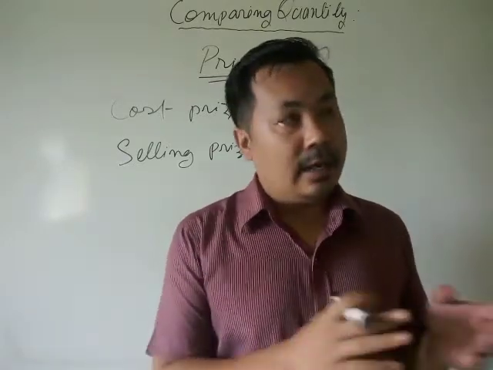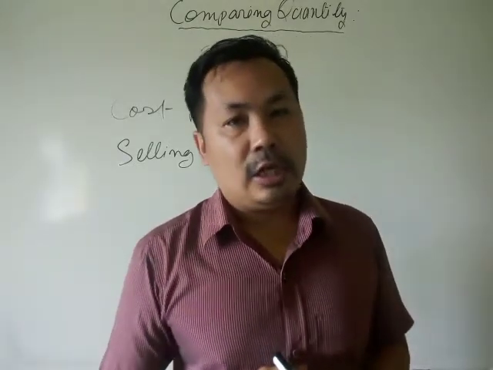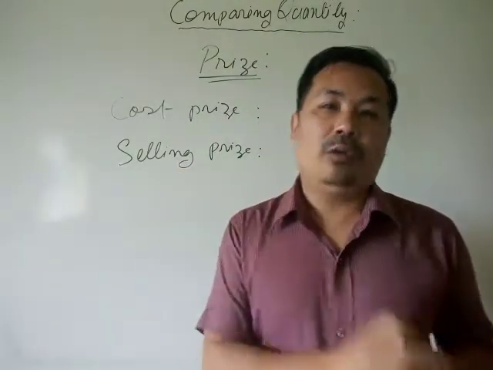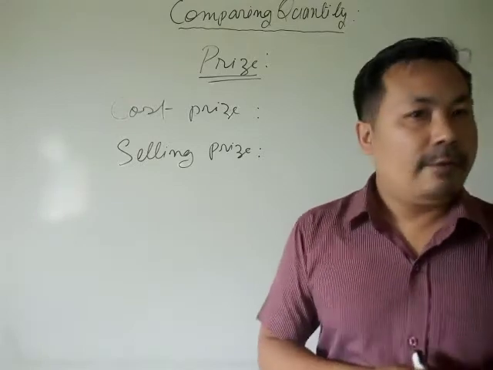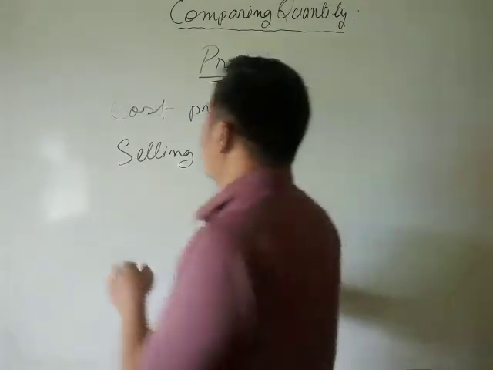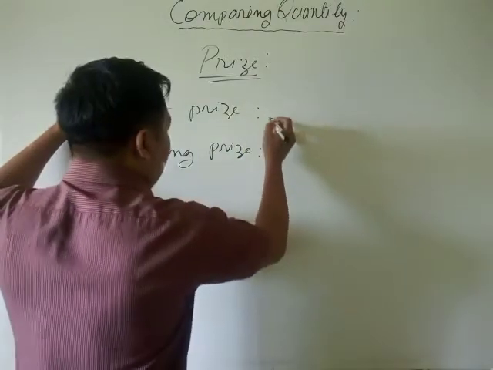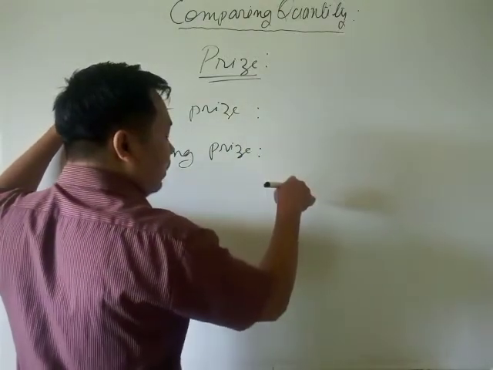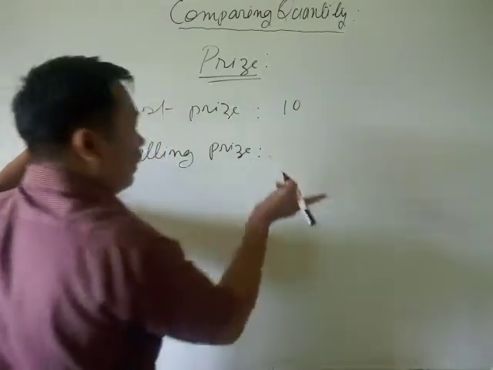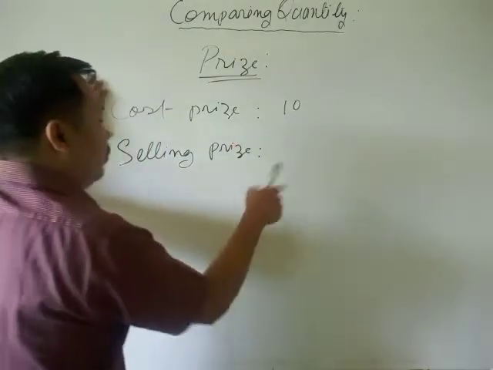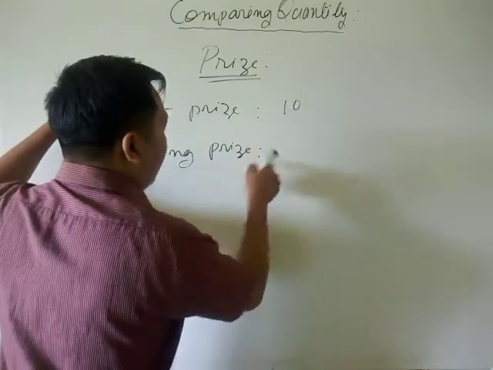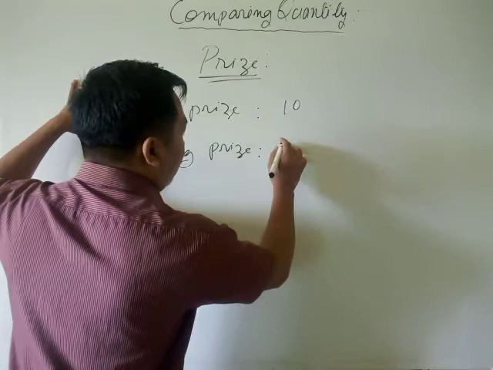The price they pay to the distributors or agencies is called the cost price, and the price that you pay to the shopkeeper is called the selling price. So here, they get the pen for 10 rupees from the manufacturer and sell it to you. The price taken from you is the selling price, and let us say it is 20 rupees.